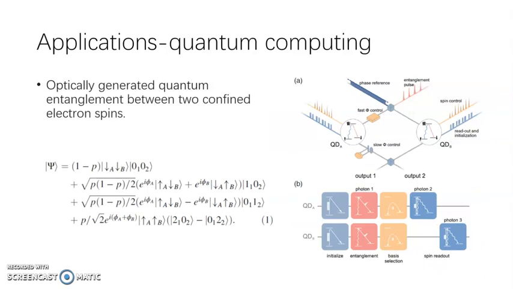And for the optical system, in 2007, optically generated quantum entanglement between two confined electron spins was realized. The electron spin in the two separated indium gallium arsenide quantum dots can be flipped by the optical signal via a Raman scattering process with the amplitude of the square root of p. The entangled state can be generated by tuning the phase difference between the two optical paths.